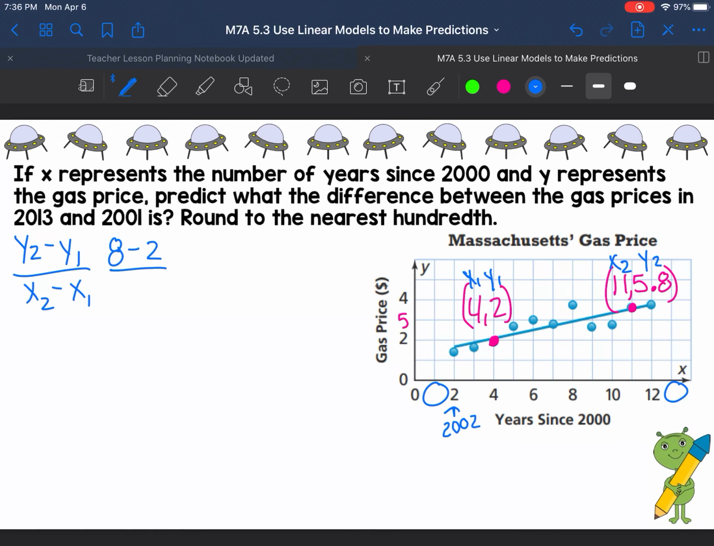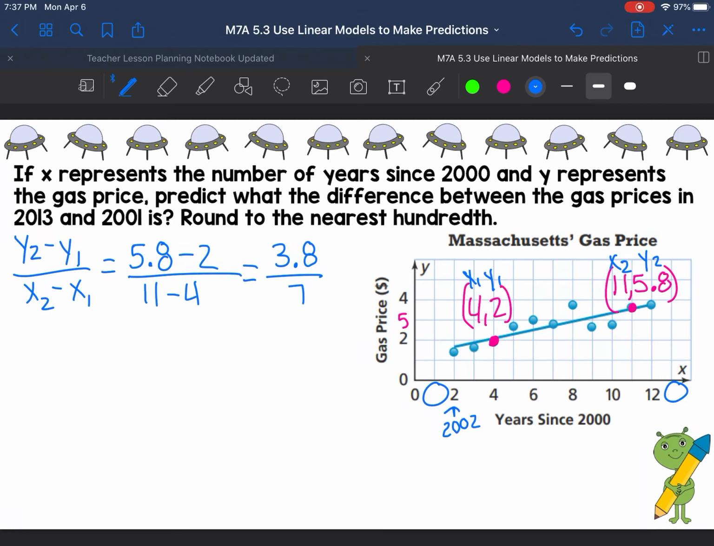I have 8 minus 2 over, oh, sorry, that's 5.8. 5.8 minus 2 over 11 minus 4. So if I use my calculator again, I could do 5.8 minus 2, and that's going to give me 3.8 over 11 minus 4, which is going to give me 7.